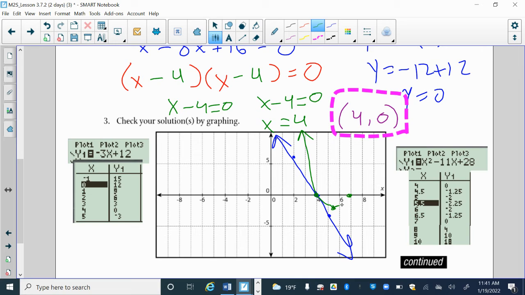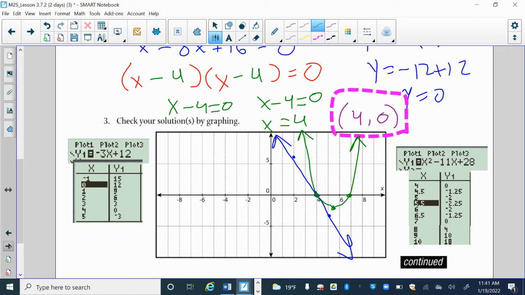We see that this would only have one common intersection point, which is our solution. So that's one possible case. We could only have one intersection point. Let's do some other examples.